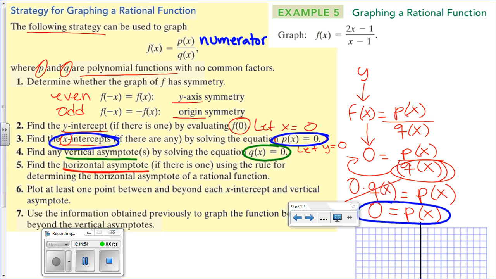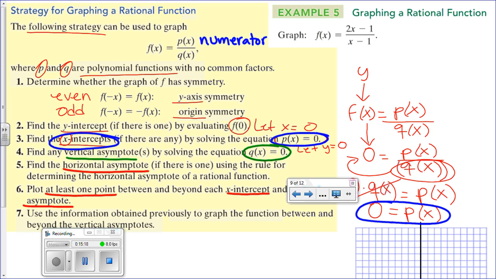So for number 6, we plot at least one point between and beyond each x-intercept and vertical asymptotes, because we want to know what kind of behavior the graph has. Number 7, you use the information obtained previously to graph the function between and beyond the vertical asymptotes.